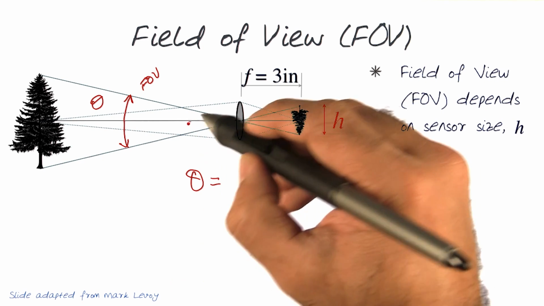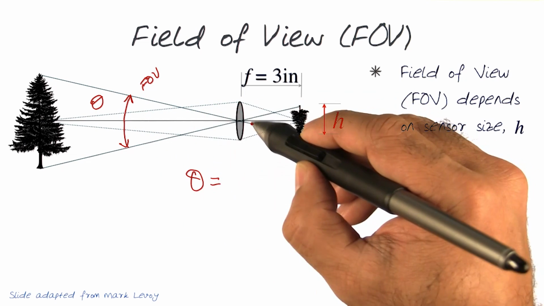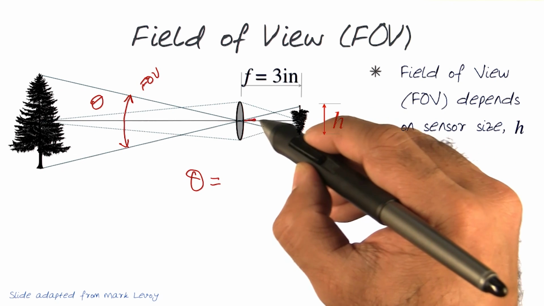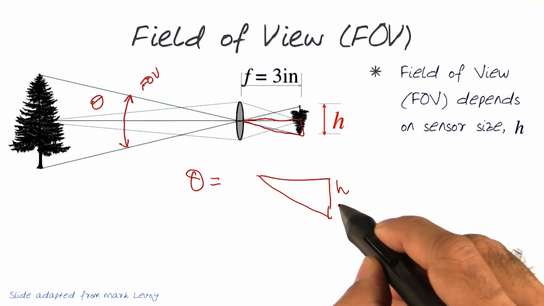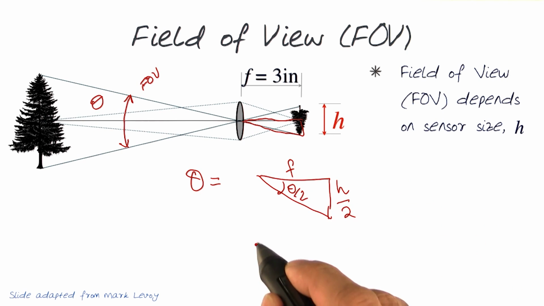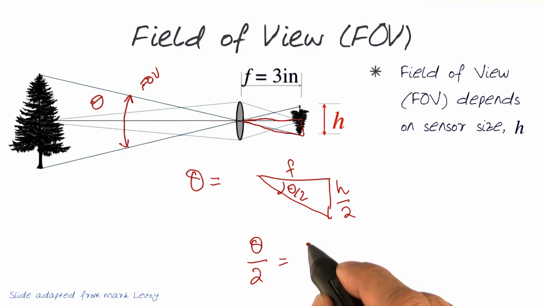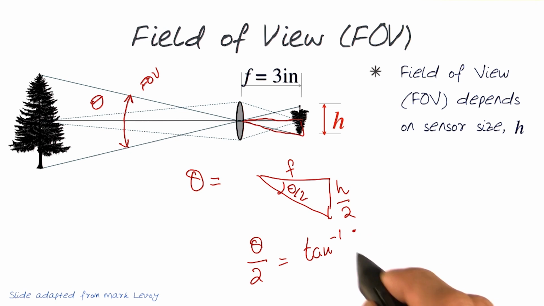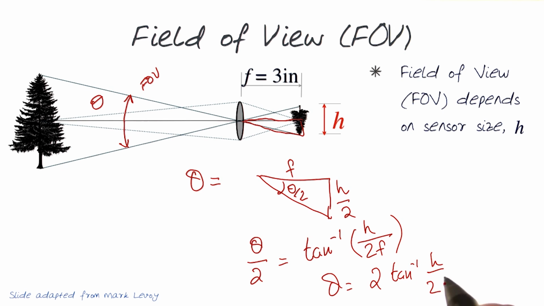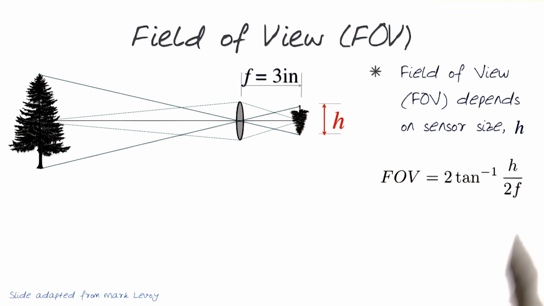To help us do this, first we can look at the triangle here, and this angle theta is exactly the same angle theta here. Let's just take this half triangle. h goes over there, so this would be h over 2. This would be f. This is theta over 2. So theta over 2 is basically inverse tangent of h over 2f. Correct? So in essence, theta would be 2 tangent inverse h over 2f, which is primarily what this equation is.